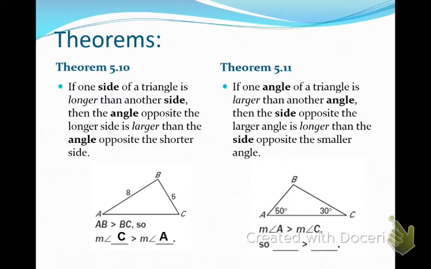Michaela? AB is bigger than BC. No. AB is across from 30. BC is across from 50. Allison, what would you say? Not sure? Sydney? BC is greater than AB. Yeah, BC is greater than AB. The longer side is across from the larger angle. So BC is greater than AB.